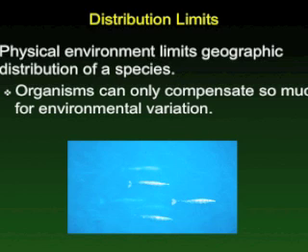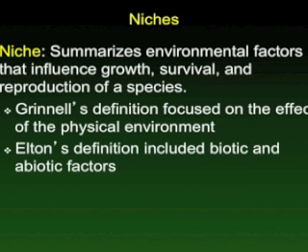One of the terms that's often associated with the distribution of animals in a particular population in an area is the niche. And the niche can be defined by the physical characteristics of an area, or it can also be defined by some of the biotic limiting factors that an organism might encounter.